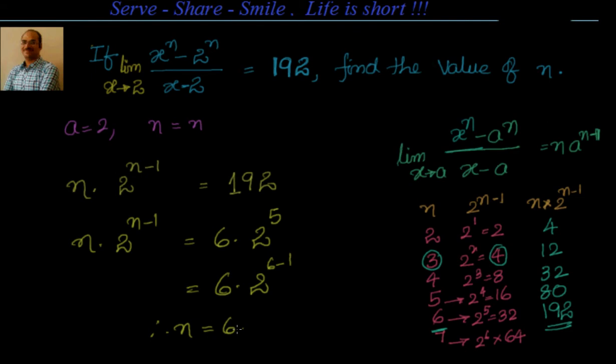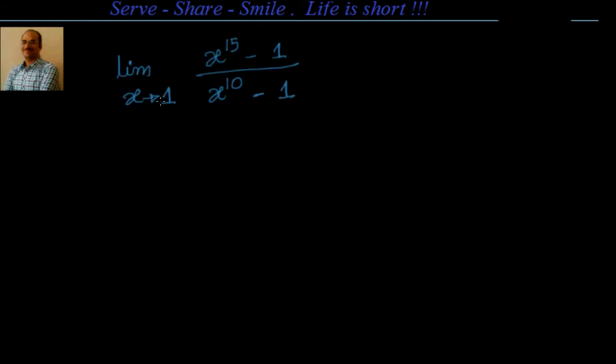Let's do one more example. Let's look at this one. Limit x tends to 1, x to the power of 15 minus 1 divided by x to the power of 10 minus 1. If you just observe carefully, I can write this as 1 to the power of 15, and 1 to the power of 10. So we are able to convert that into limit x tends to 1, x to the power of 15 minus 1 to the power of 15 divided by x to the power of 10 minus 1 to the power of 10.